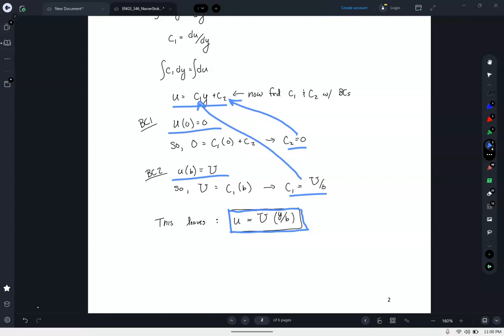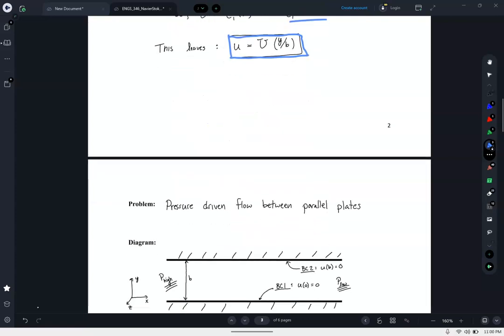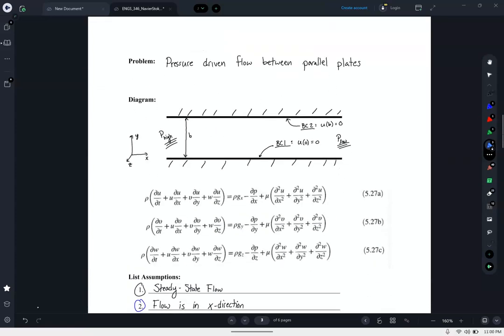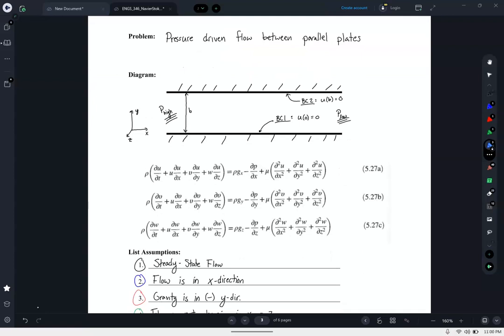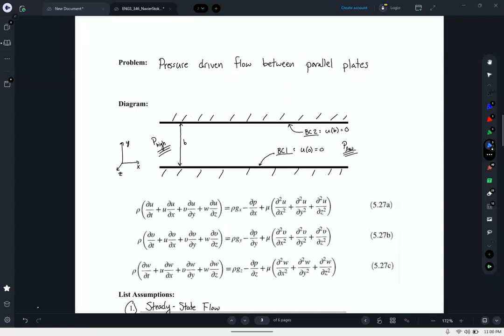So that's the process. What we're going to do next is another example of a little bit more complicated flow profile. What I've done is already drawn out what we're going to be looking at. We're going to be looking at the pressure-driven flow between parallel plates. So we still have parallel plates, and we still have nice, easy Cartesian coordinates.